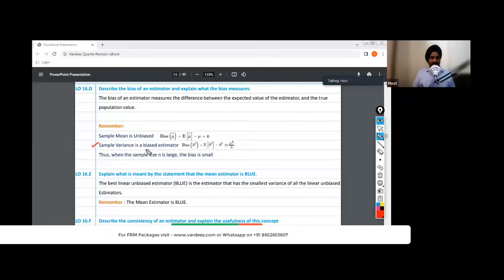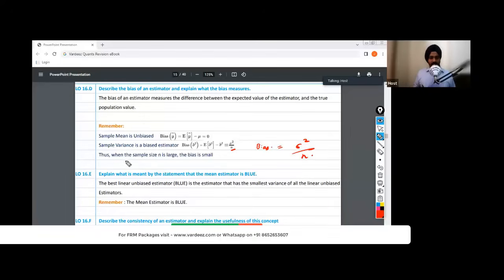Sample variance is a biased estimator, because eventually this answer doesn't turn out to be 0. It doesn't cancel out. And you have n in the denominator. So if I talk about the biasness of the sample variance, it has this.